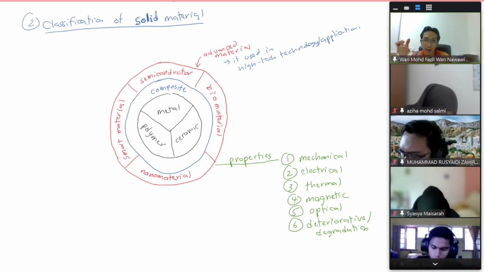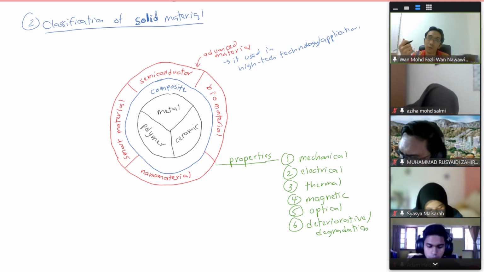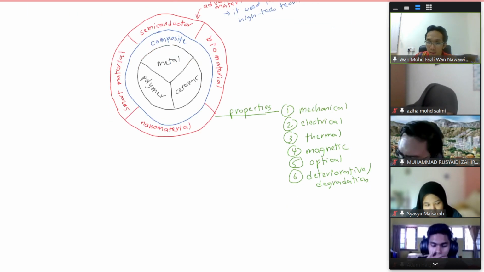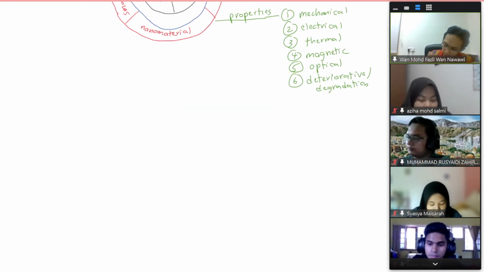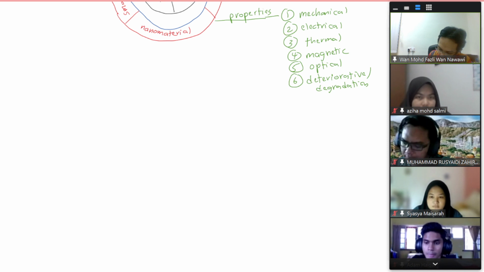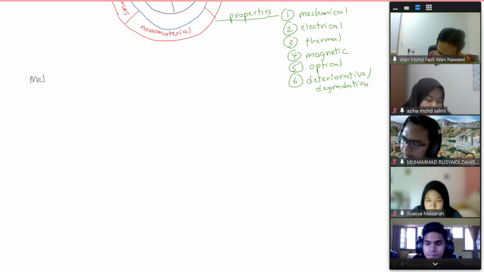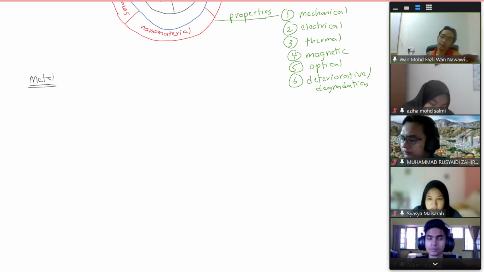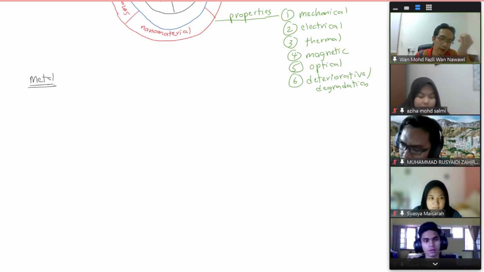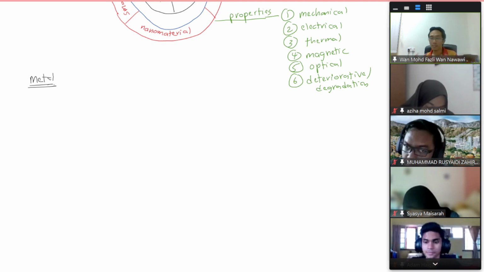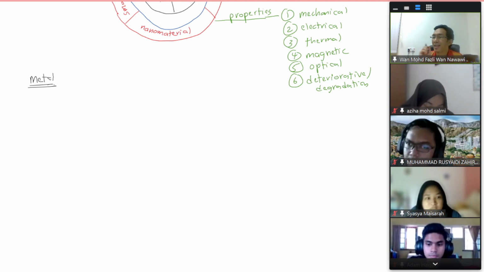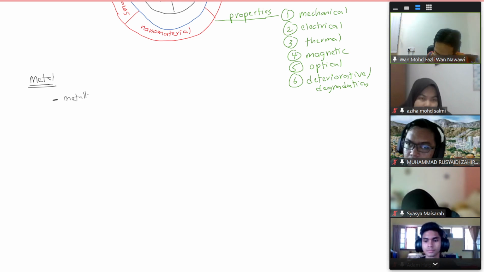When people talk about metal, first we need to ask, what is the definition of metal? Let's see first about metal. If you want to call something metal, it must have a metallic element inside it.